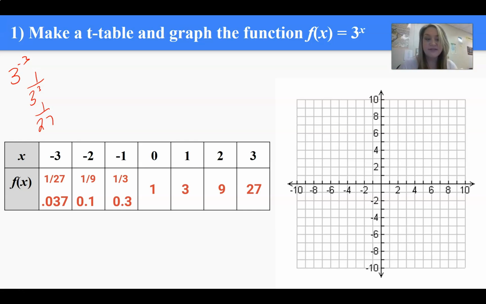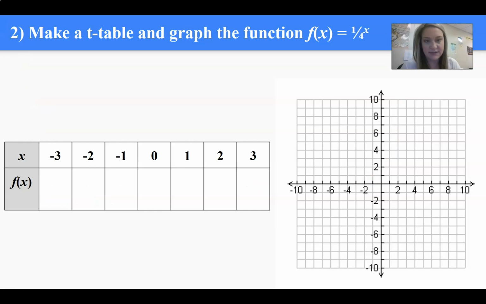Let's graph this so we can see what these graphs look like, because when we get to logarithms, they're going to be the inverse of it, the opposite. So with this one, when I plot my points, we start very low, very close to the x-axis, and then it jumps up very quickly. This is called a J-curve. You might have heard it called a J-curve in the past. So that is 3 to the power of x.